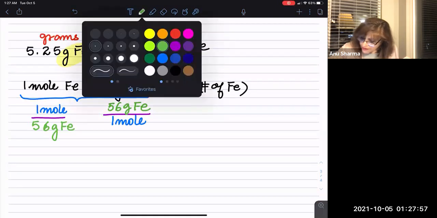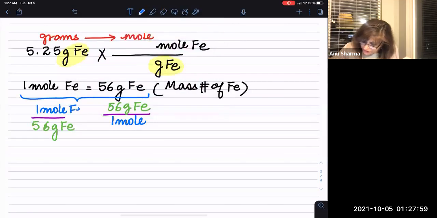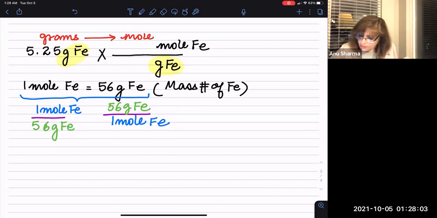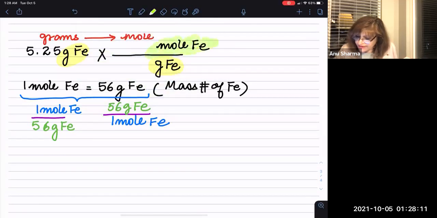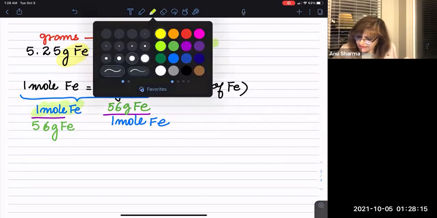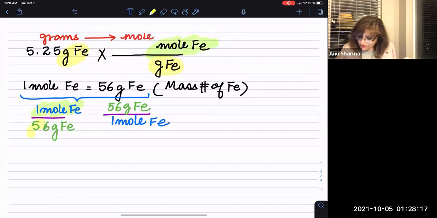So 1 mole of iron. These are the two conversion factors. Which one will we use? The one that gives you moles on the top. The moles in the numerator is this one, and you see that the grams of iron is at the bottom, so that's going to cancel out. So we are going to use this conversion factor.